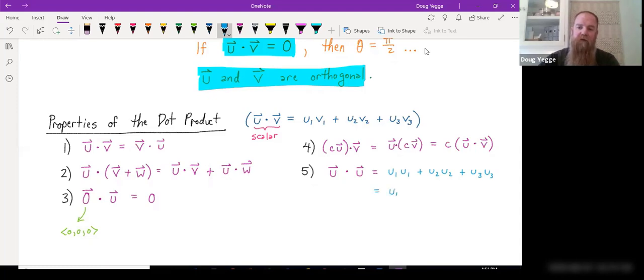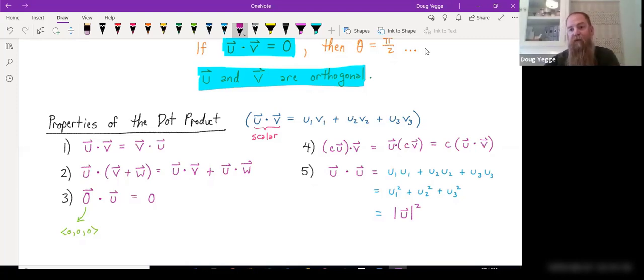But then that would just be u1 squared plus u2 squared plus u3 squared. And that kind of looks like the formula that we use for a magnitude, which implies that it sure enough is. The dot product of u dotted with u is nothing more than the magnitude of u squared. And that's a pretty helpful result. Anytime you're taking the dot product between a vector and itself, all that's left is the magnitude of u squared.